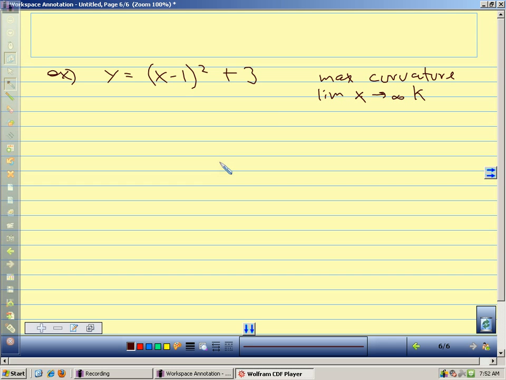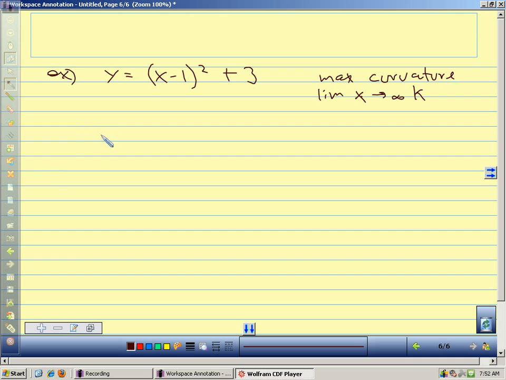One person thinks infinity. We got a couple of zeros. So does the parabola flatten out or get more curvy as x approaches infinity? Flatten out, so the curvature would be zero. So let's verify that.